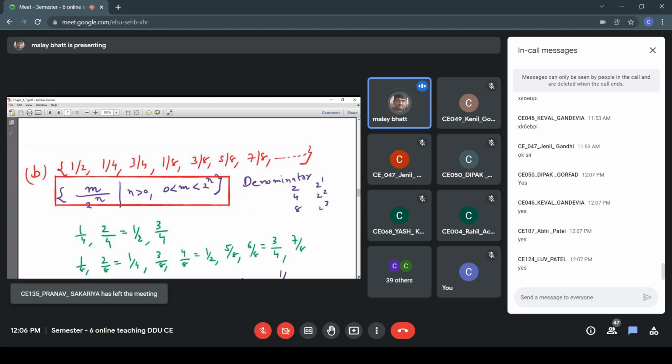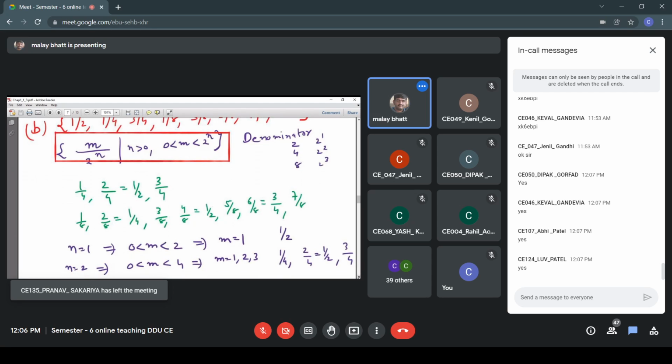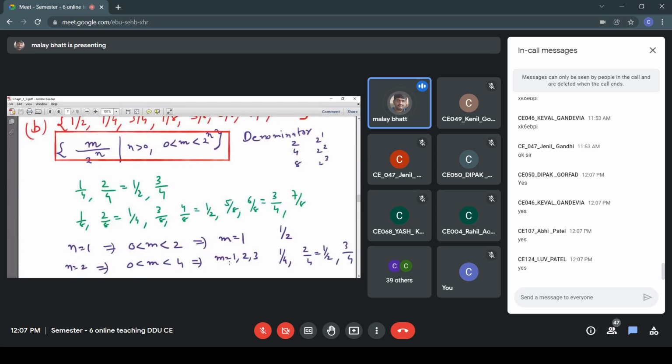Now when you take n equal to 2, at that time, the possible values for m will be 0 is less than m less than 4. So m will be either 1, 2 or 3. So when I am taking m equal to 1, we will get the term as 1 upon 4, because n is 2. So 1 upon 4. Now the second term we are also getting, which is not directly visible here.